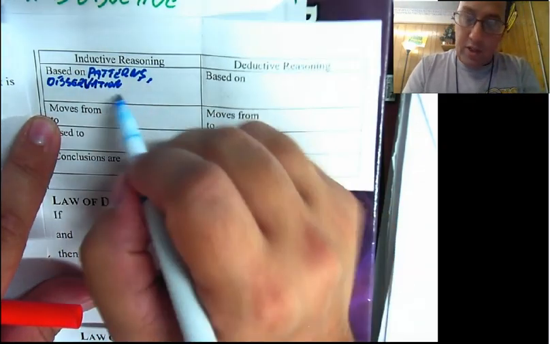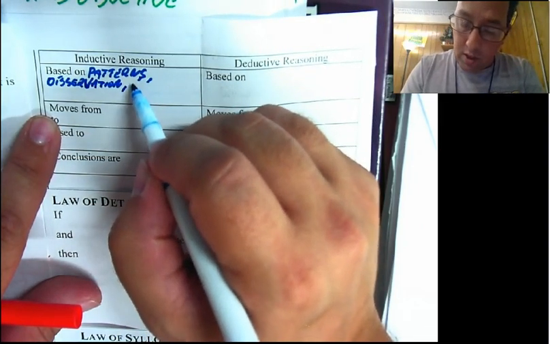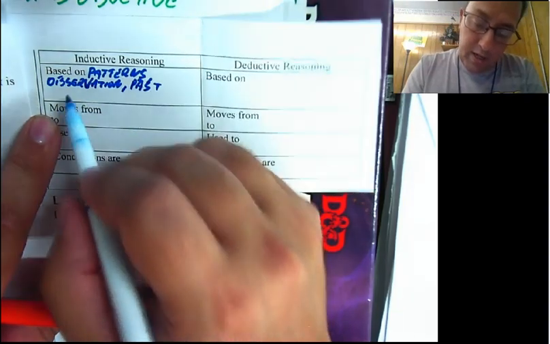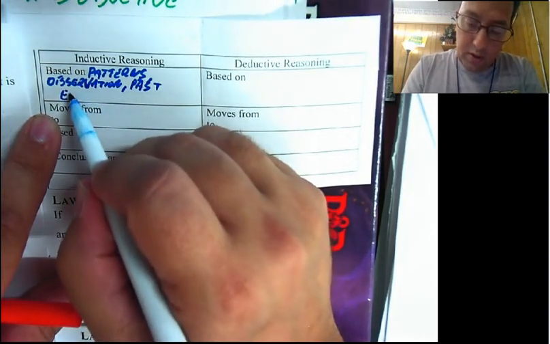Observations. It is based on past experience, like my cafeteria example. All right, this is what I've seen in the past, so this is what I'm going to conclude about the future.